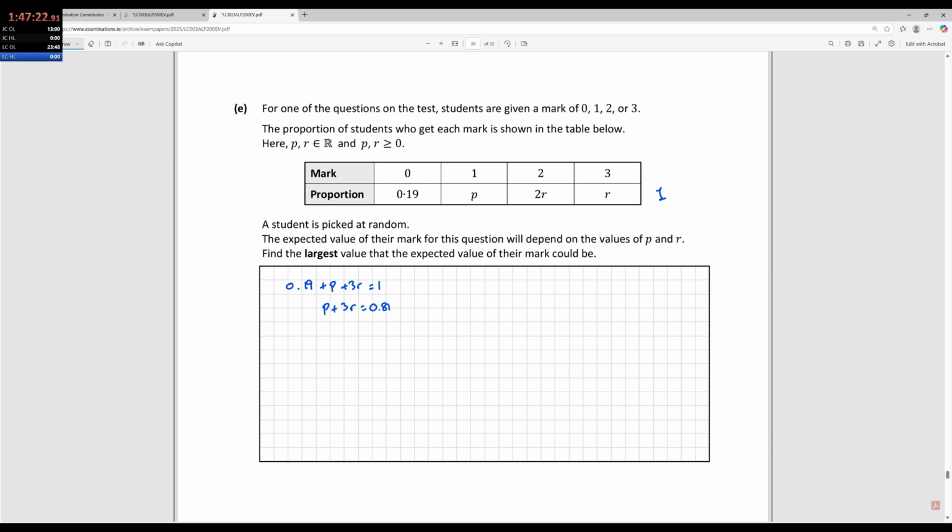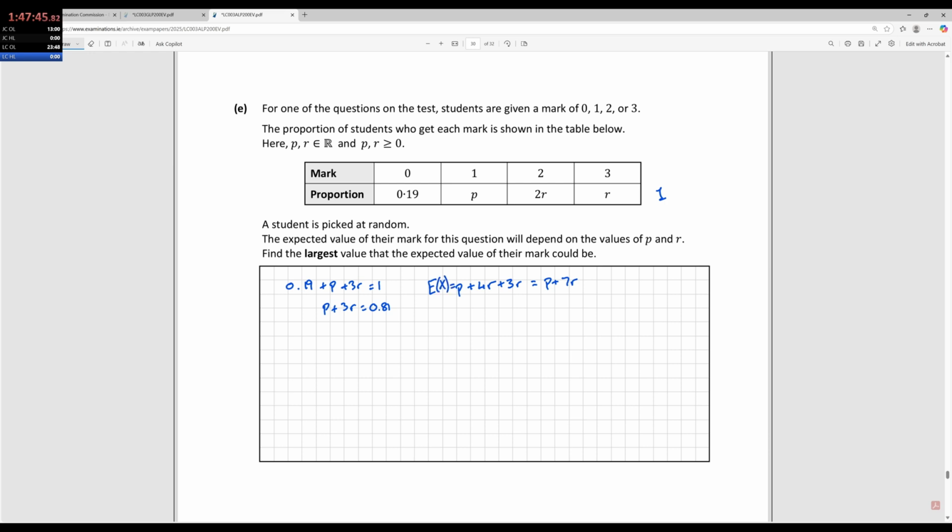And we can say the expected value, the 0 by 0.19 is irrelevant. The 1 by P is this, the 2 by 2R is 4R, 3 by R is this. So we can say the expected value is P plus 7R. So that's the expected.